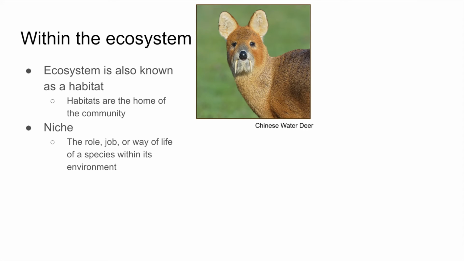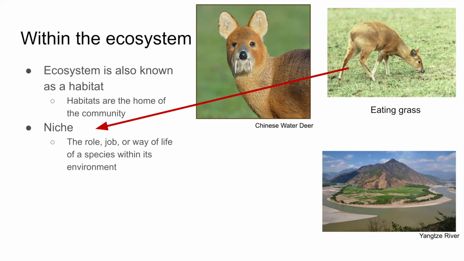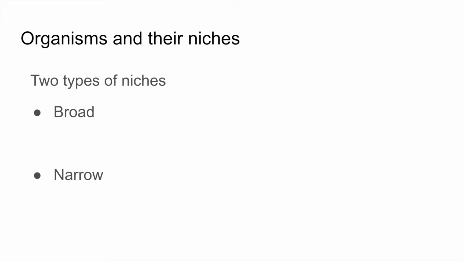So let's look at this Chinese water deer. It's pretty funny looking. It's got these cool, long canine fang things, also very fuzzy and cute. Here it's eating grass. That would be its niche. Its job is to eat the grass. Here is the Yangtze River. This is its habitat. This is where they live. This is where they can be found in the world. The Yangtze River is located in China, hence Chinese water deer. So there are two different types of niches. There's a broad niche and a narrow niche.